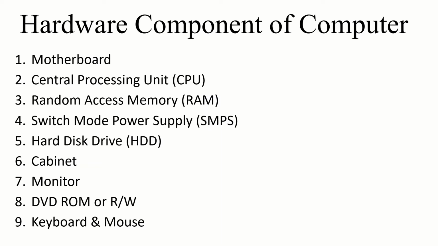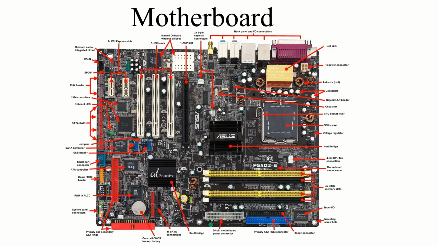Cabinet. We also use a cabinet, which is the plastic part of the computer. Monitor: we can say the LCD screen of the laptop, and in a desktop we use a separate monitor. DVD-ROM or writer are available in both the laptop and desktop. Keyboard and mouse: in a laptop we use a touchpad and keyboard, and on a desktop we have a separate keyboard. So all components are the same in a laptop and desktop. That's the thing.